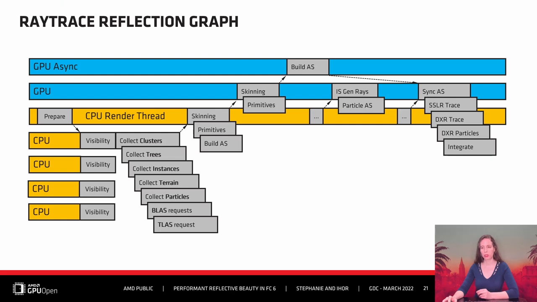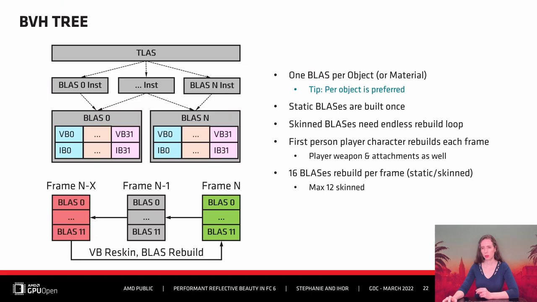Also note that particles have their own acceleration structure, and it builds in under 0.1 millisecond normally. Building the acceleration structure on async compute would be slower because of the synchronization overhead. Speaking of acceleration structure, in our BVH tree, we adhere to the principle of 1 BLAS per object, or material. But per object is preferred. Per material should be avoided, particularly when it leads to a BLAS with a lot of empty space between submeshes.